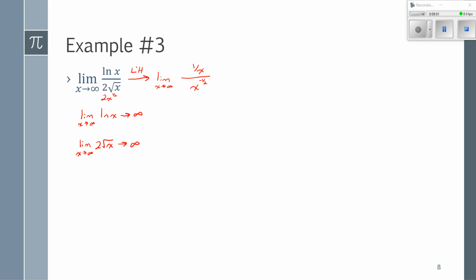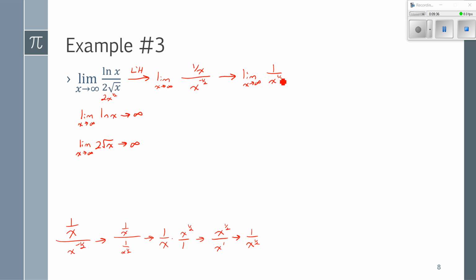I'm going to choose to do some simplifying, so some scrap work off to the side here. 1 over x divided by x to the negative 1/2 is the same as 1 over x over 1 over x to the 1/2. Doing the division of fractions is multiplying by the reciprocal of the second. So I have x to the 1/2 over x to the first, which is 1 over x to the 1/2. So simplifying this gives me the limit as x approaches infinity of 1 over x to the 1/2.